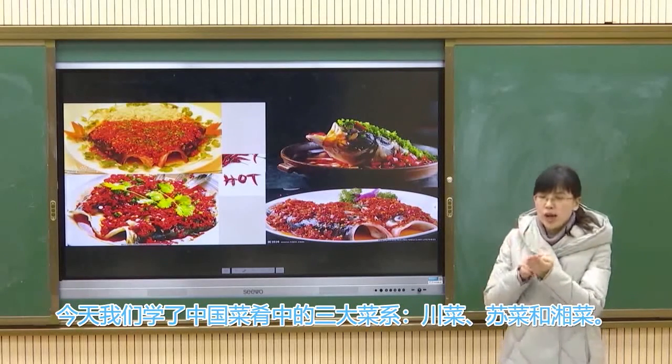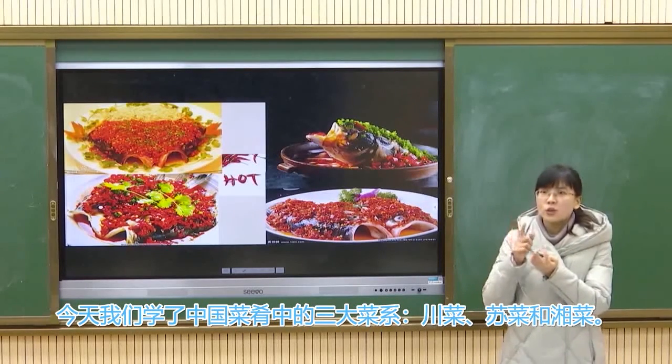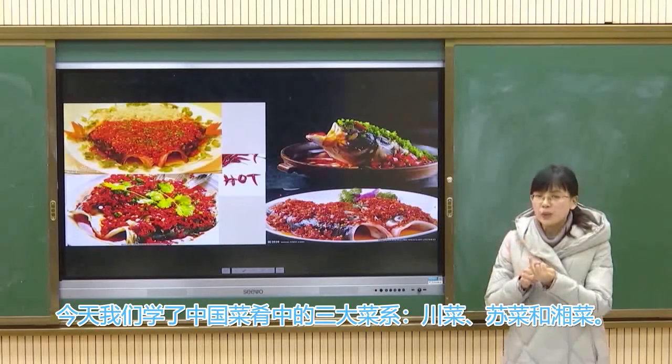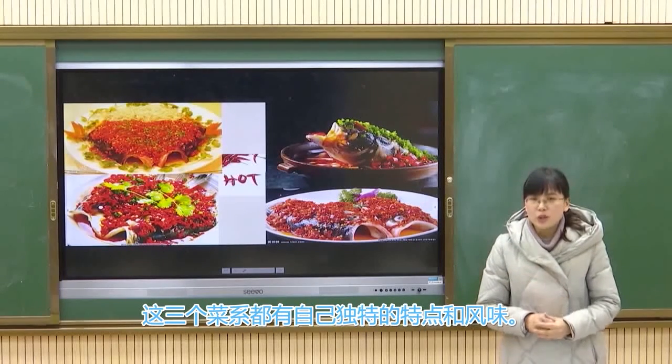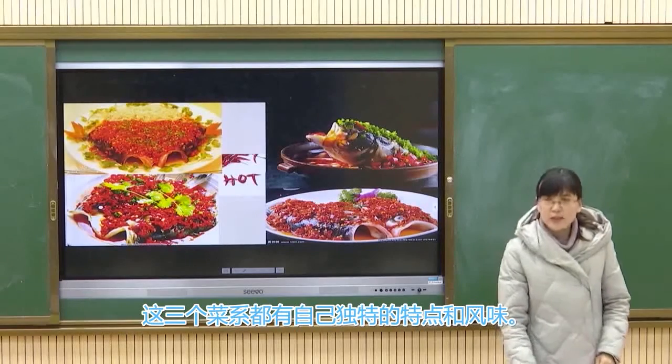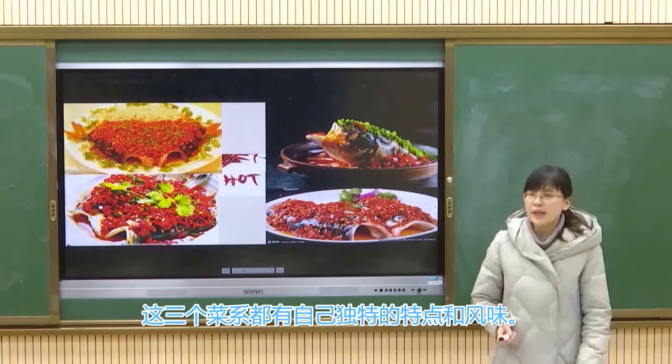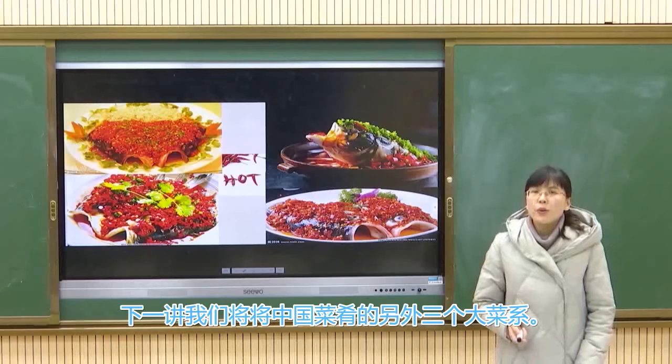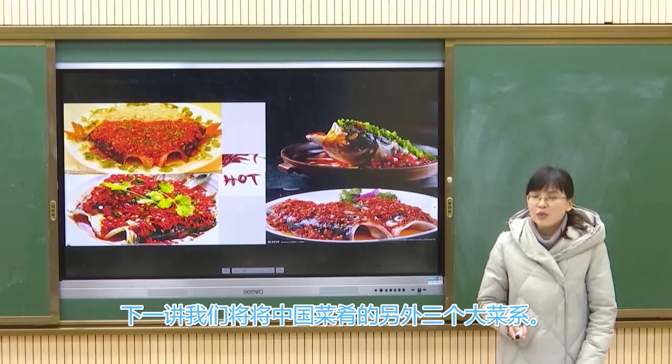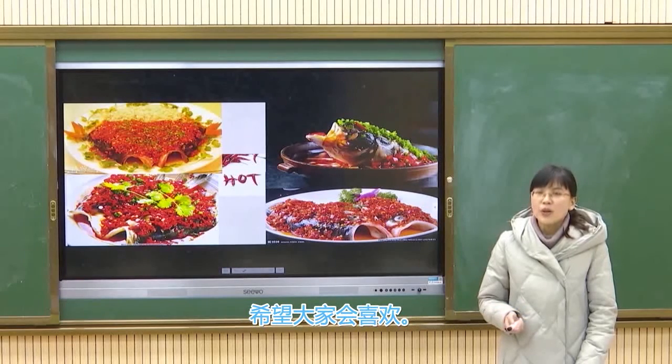Today, we learned 3 branches of Chinese cuisines. They are Chuan cuisine, Su cuisine, and Xiang cuisine. All of these 3 branches are of different distinctive features and flavors. And next time, we will learn next 3 branches of Chinese cuisines. And I hope you will like it.